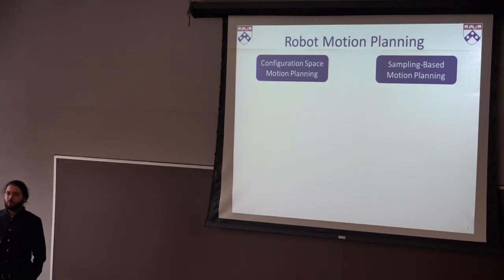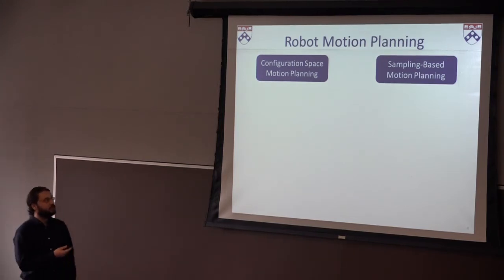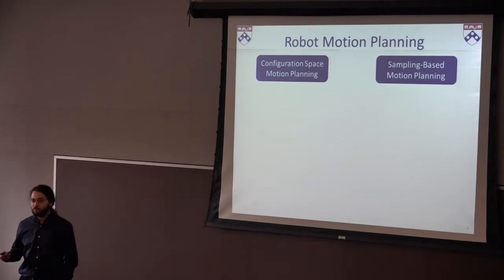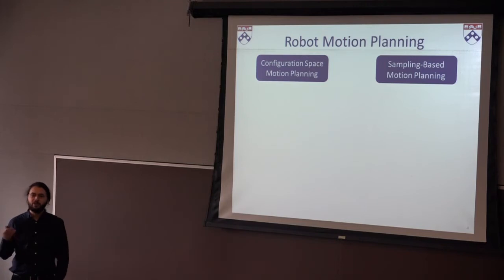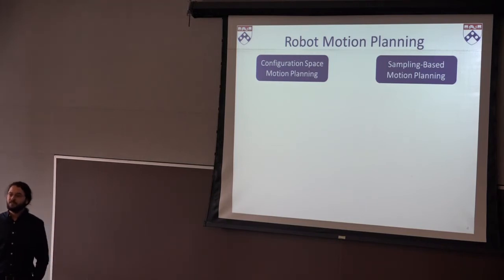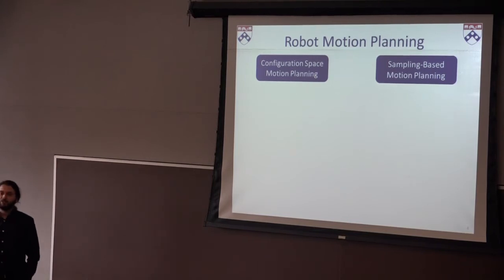there are two main approaches to tackle this safe robot navigation problem. One is configuration space planning. The other is sampling-based motion planning. Configuration space is the set of all possible robot states. They are free of collisions, and they satisfy robot constraints, like kinematic and dynamic constraints.